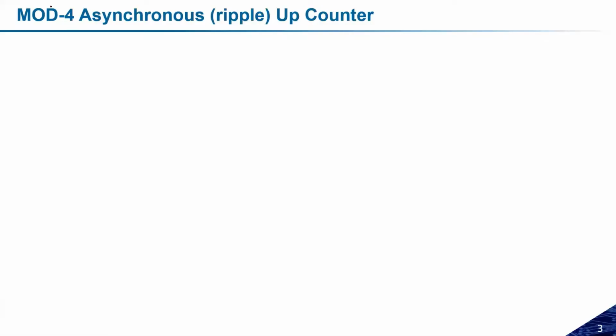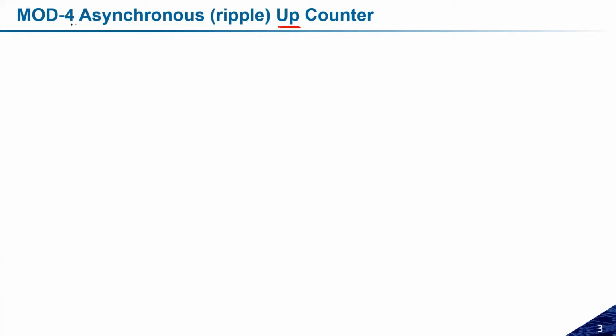Suppose I have to make a count mod 4 counter. Mod 4 counter means the sequence will start from 0, 1. Yeah, of course, because it is the up counter. So it will start from 0 and it will reach up to 3. So 0, 1, 2, 3, and then again it will come to the 0. So this is what we are interpreting.